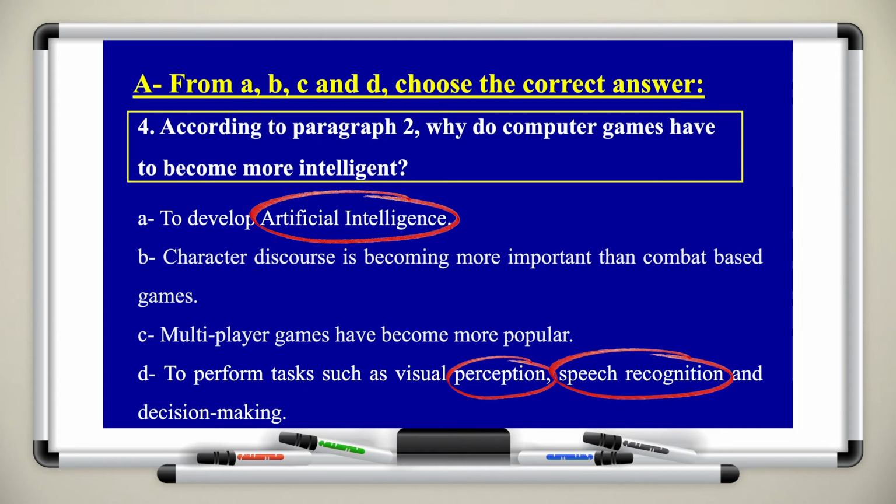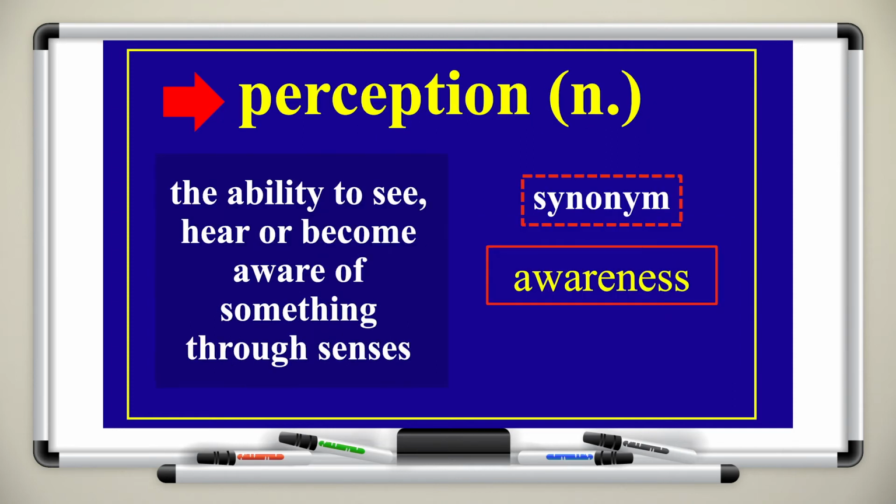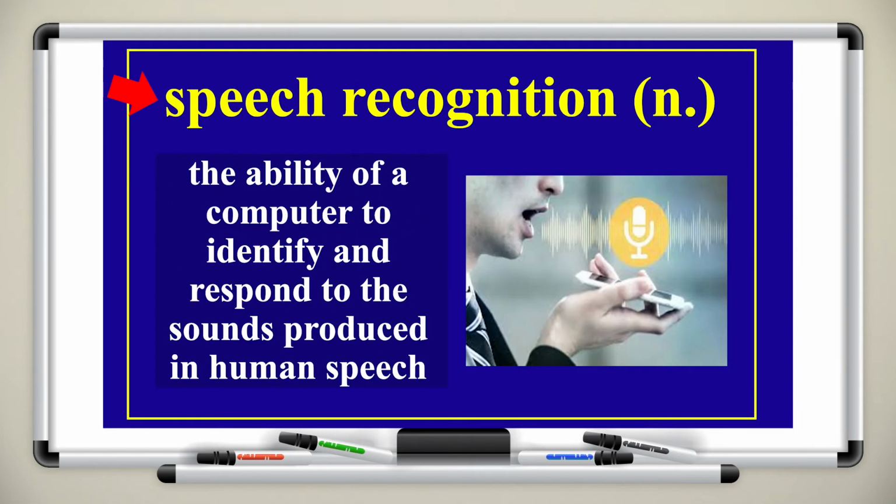Here we have 3 new vocabulary items. So let's look at them first before we answer this question. The first one is artificial intelligence, or AI. And it means the theory and development of computers to do things that usually require human intelligence. The next word is perception. It's also a noun, and it means the ability to see, hear, or become aware of something through senses. Another word for perception is awareness. For speech recognition, it's also a noun, and it means the ability of a computer to identify and respond to the sounds produced in human speech.